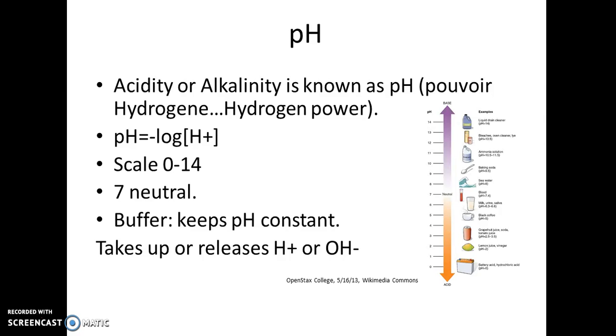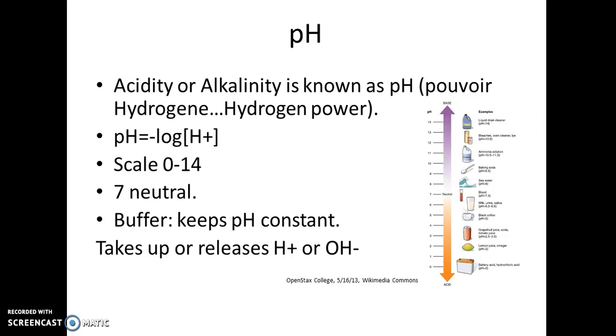If you don't understand that, please ask me tomorrow in class. I'll be more than happy to explain it to you. But we're looking at the negative log of the hydrogen ion concentration. So if the scale goes from 0 to 14, right? And we know that 7 is neutral. So the hydrogen ion concentration of a solution with a pH of 7 is 1 times 10 to the negative 7.